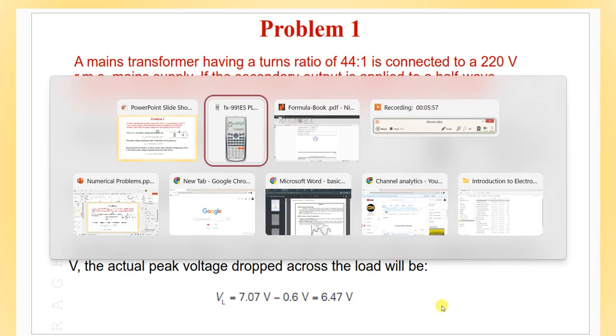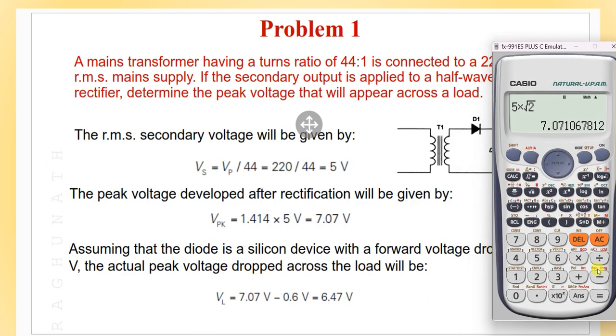So from this answer 7.07, subtract 0.6, previous answer minus 0.6, and it will give you 6.47. Always, Answer will be the previous answer. Now if I click Answer, this will be the present answer. So you can use this answer in the next calculation by clicking the Answer button.